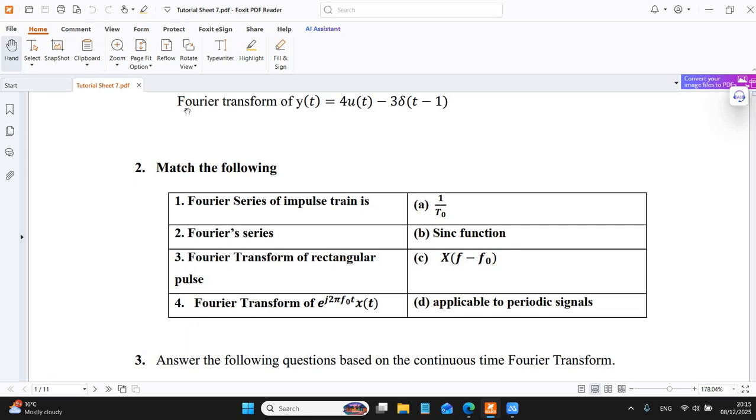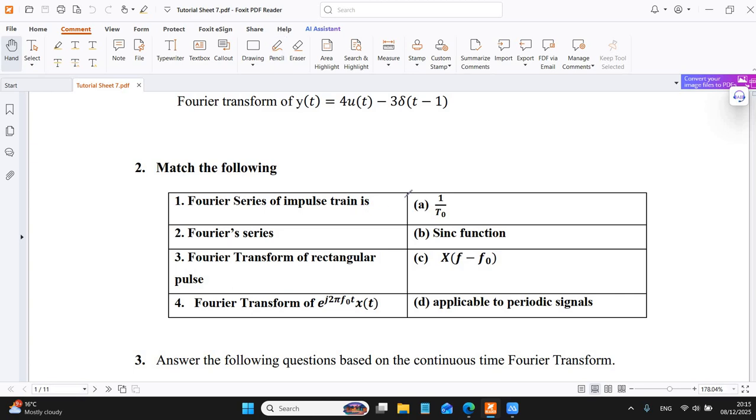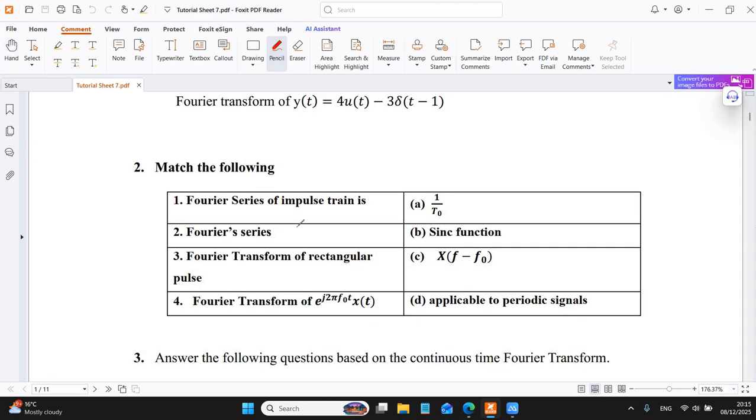You can see here, I will just take some pencil. Okay, so you can see here the match the following. This is question number 2. The first one is the Fourier series of the impulse train. The Fourier series of the impulse train is what? 1 over t naught. So the answer for 1 is actually A. The answer for 2, so this is having the answer A.